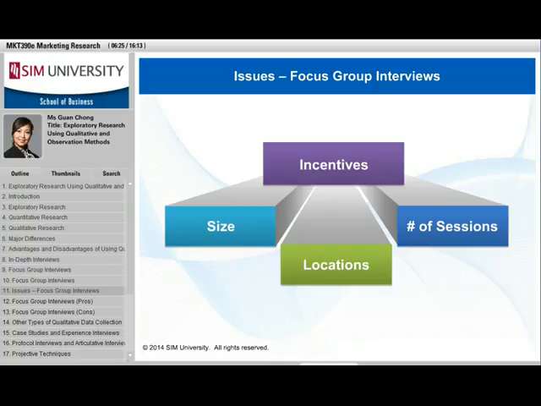Number of sessions. In terms of number of sessions, there is no set standard, but multiple focus groups may be held to address an issue. In terms of locations, focus groups can be held in the client's conference room, the moderator's home, a meeting room, or an office, or hotel meeting room, or professional focus group facility.